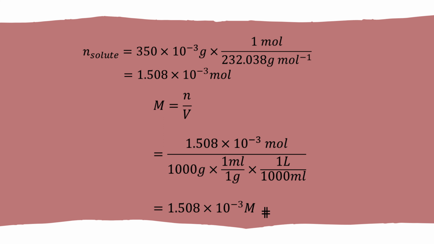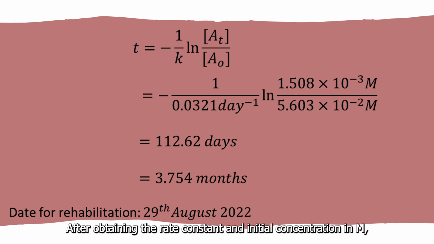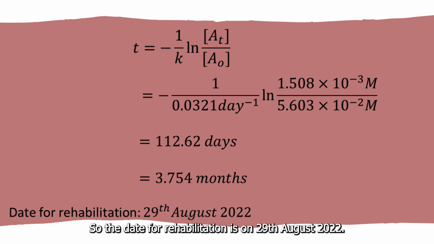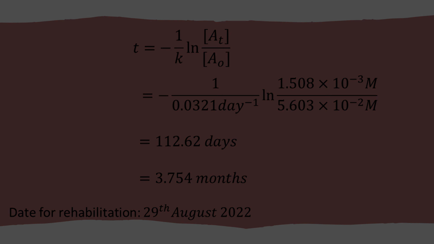negative 3 molar. After obtaining the rate constant and initial concentration in molar, we can calculate the time to reach safe level by using t equals negative 1 over k times ln of concentration at time t over initial concentration, which is 112.62 days or 3.754 months. So the date for rehabilitation is on 29 August 2022. And that concludes our research.